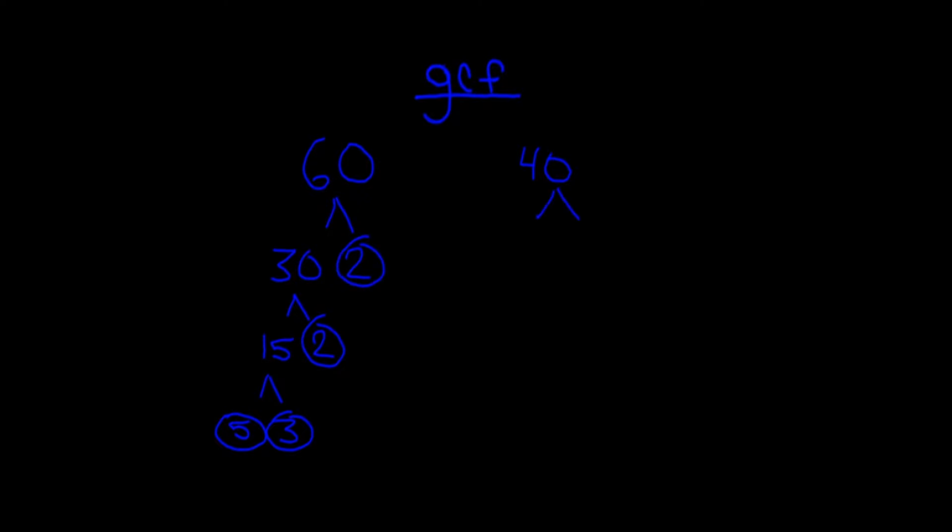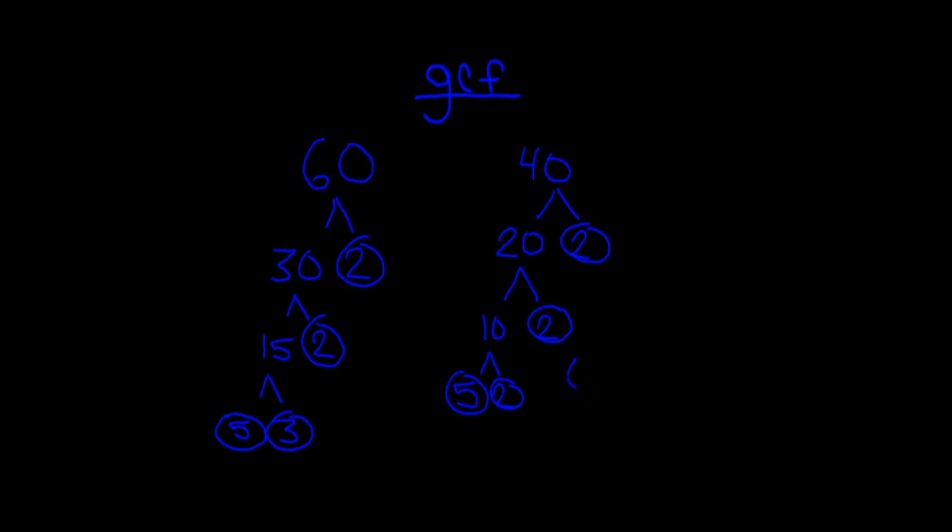40, that is 20 and 2. 2 is a prime, and then the 20 can be written as 10 and 2. 2 is again a prime. Then 10 as 5 and 2. 2 is a prime, 5 is a prime, and then we're gonna write these out.